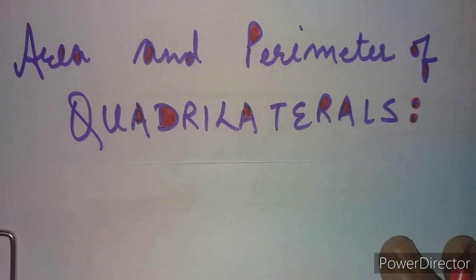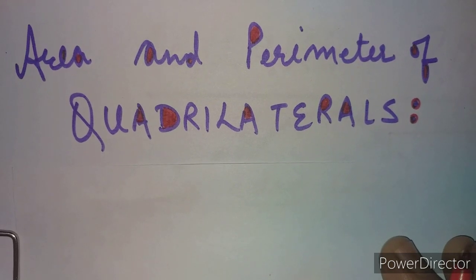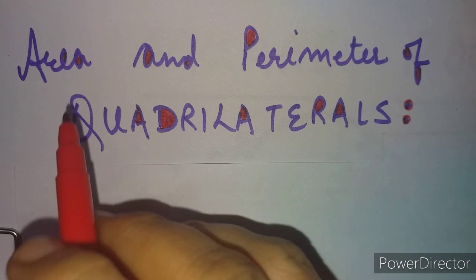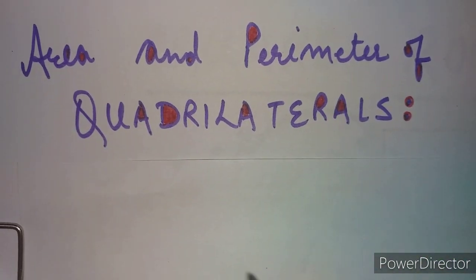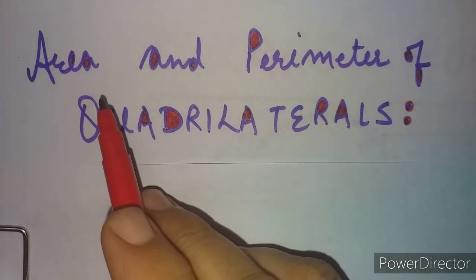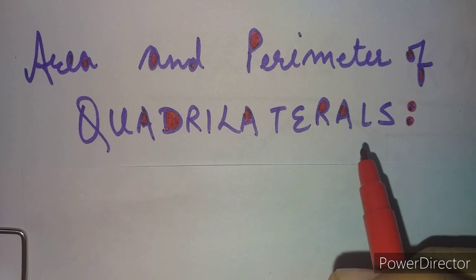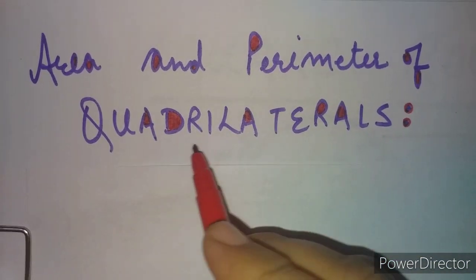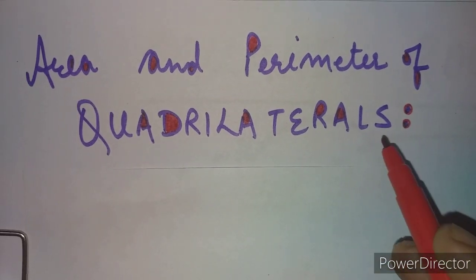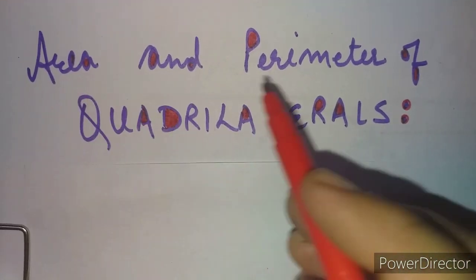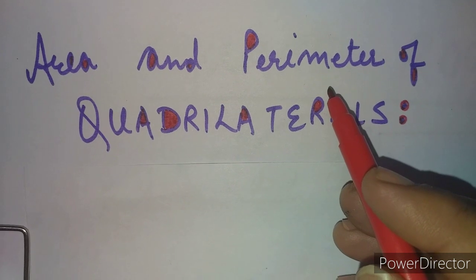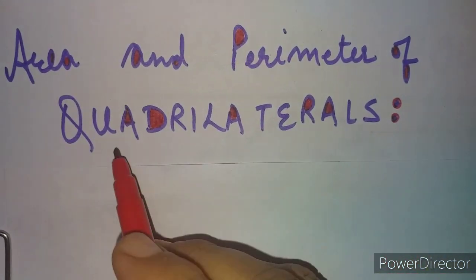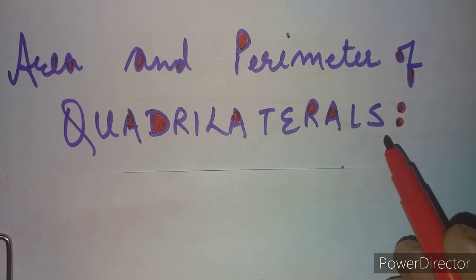This is the second part of my topic, area and perimeter of plane figures. In part 1 I discussed the area and perimeter of triangles, and this second part is about area and perimeter of quadrilaterals. Now the first thing is, what is the meaning of quadrilaterals? I am not taking up the meaning of area and perimeter because I have taken that up in the previous video only. So I am directly starting with the meaning of quadrilaterals.